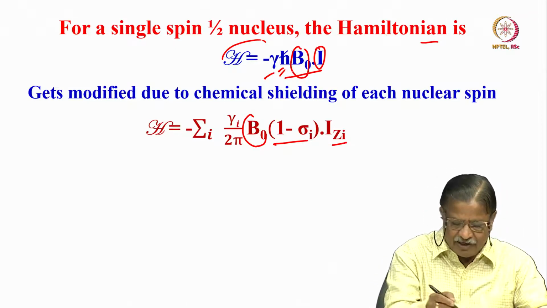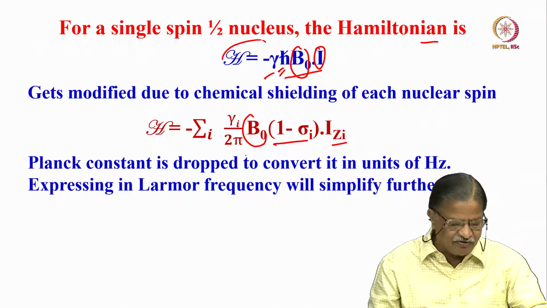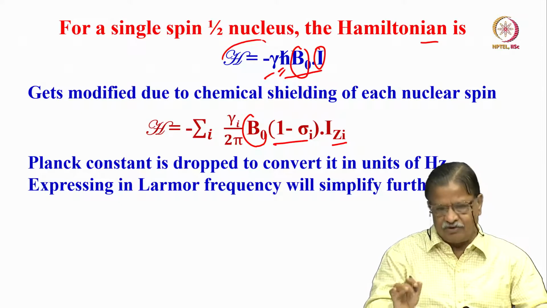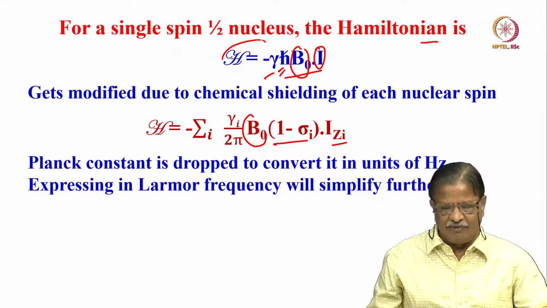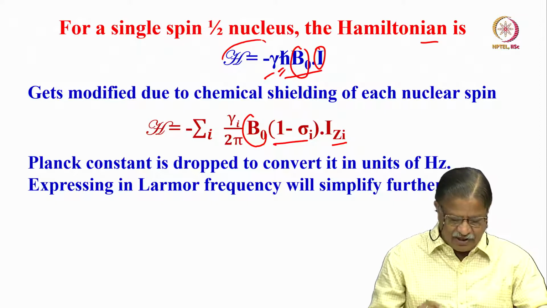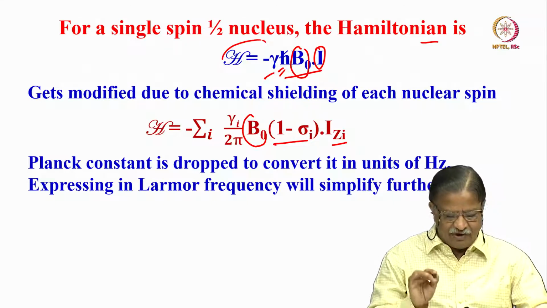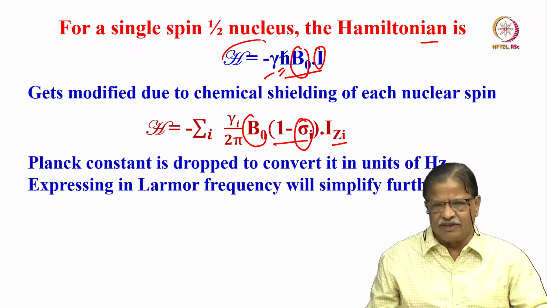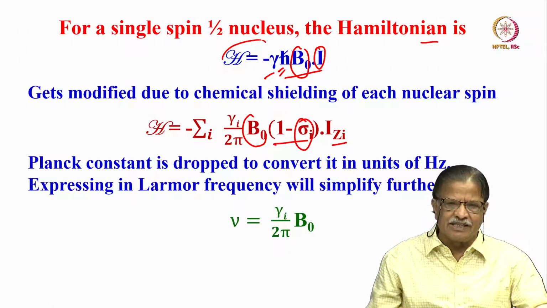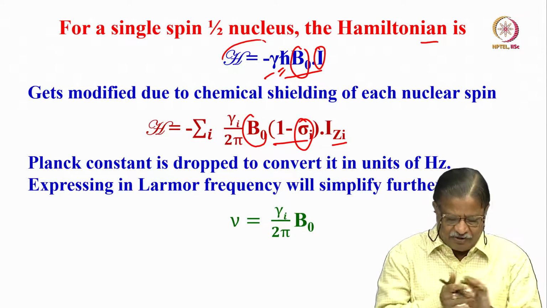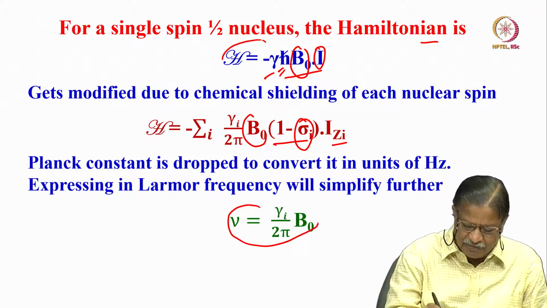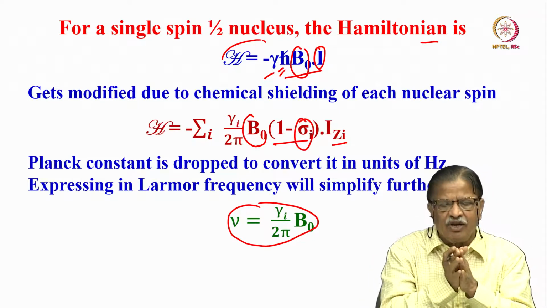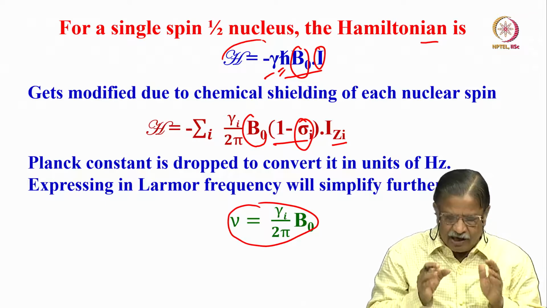B naught, of course, is modified here, expressed in units of hertz, in terms of Larmor frequency, easy for us to work with this system in a simpler way. That is why it was taken in frequency units, so that we can express in Larmor frequency. And sigma i is the screening constant, that we also discussed earlier. When you express in Larmor frequency, we already worked out what is the resonating frequency. The resonating frequency is given as nu equal to gamma into B naught over 2 pi.